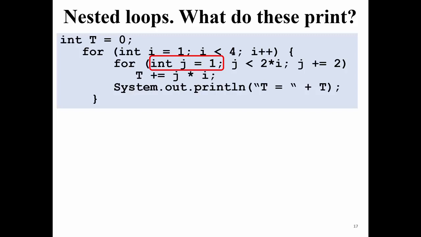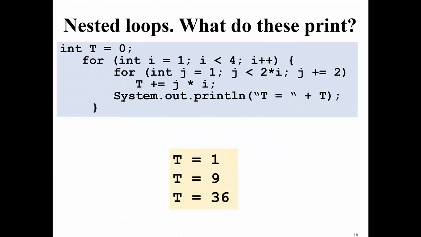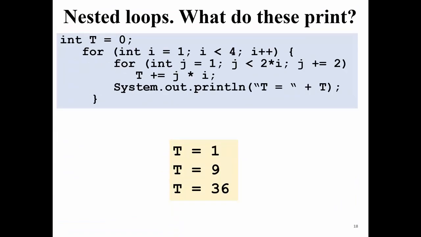So as you can see here, j is equal to 1, and then we have j less than or equal to 2 times i, where i is defined from the outer loop. And the increment is by 2. So once we initialize j to equal 1, we increment j by 2 at the end of the for loop. So the output will be t is equal to 1, then t is equal to 9, and t is equal to 36, which indicates that the for loop will be executed how many times?